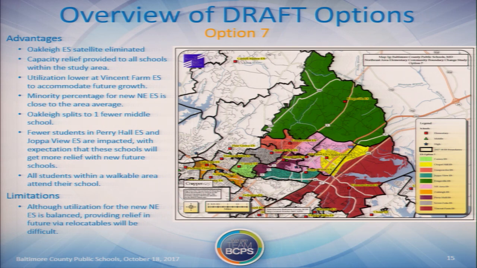A limitation of this is that although utilization for the new school is balanced, providing relief in the future via relocatables will be difficult. The new school is hovering close to 100% capacity, and if that area continues to grow, there's going to be limited future relief via relocatables, which a lot of other schools have the benefit of because their site size is larger.